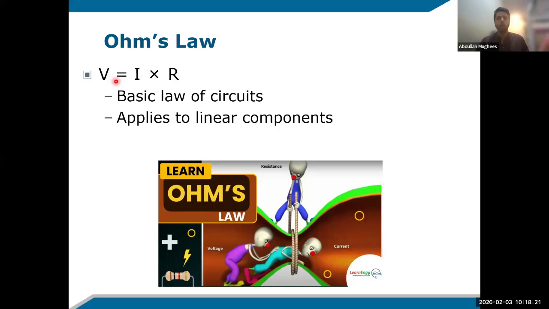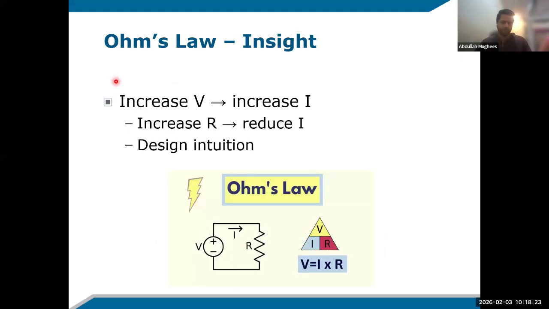Based on that famous formula that we just saw, we can make this triangle, and we can derive different kinds of formulas using this. If we increase the voltage, we are going to increase the current, if the resistance is the same, right? We can see it in the mathematical formula: if we increase the V, we are going to increase the current as well, and that is intuitively right as well.